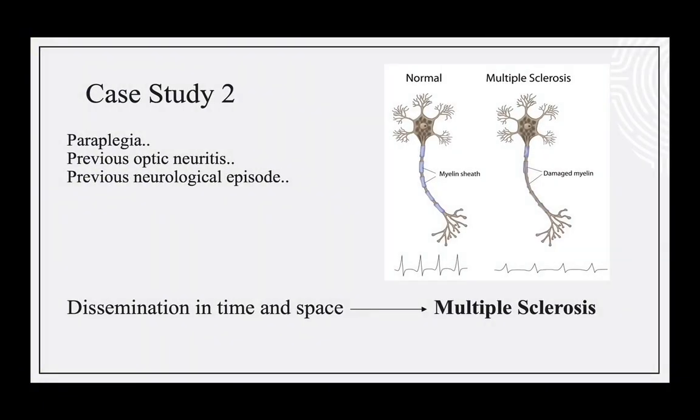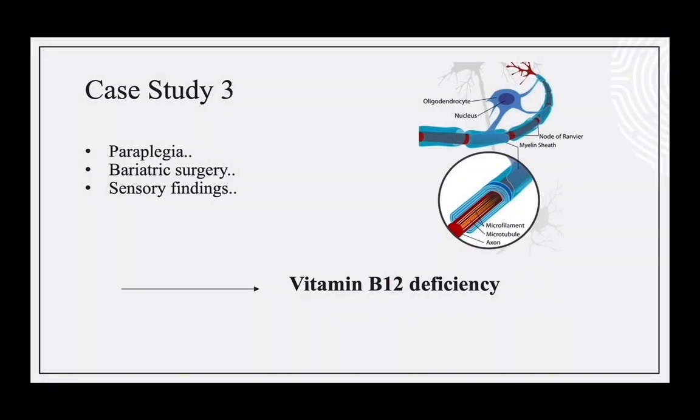Let's move to the second patient. Now watch what changes. The localization is exactly the same, but the patient has a previous episode of optic neuritis and another neurological event. Localization stays the same, history changes the diagnosis here. Now multiple sclerosis moves to the top of the differential. Let's go to the third patient. Again, the localization points us to the spinal cord, but the patient had bariatric surgery, meaning malabsorption. That single detail changes our thinking. Now vitamin B12 deficiency becomes a likely explanation.